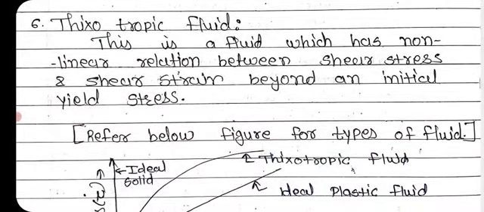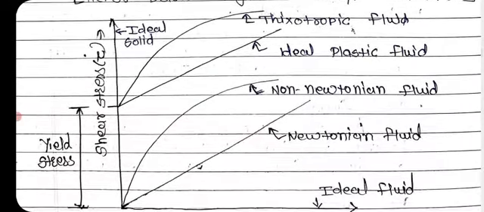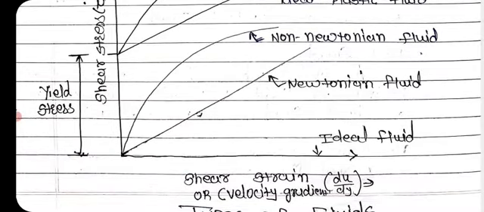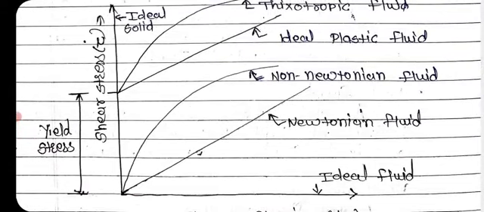Thixotropic fluid. This is a fluid which has a non-linear relationship between shear stress and shear strain beyond an initial yield stress. So refer to the graph below for types of fluid. I can suggest that to remember the definitions of all types of fluid, please remember this graph. So you can easily write down the types of fluid. This is the graph of shear strain on the x-axis versus shear stress on the y-axis.